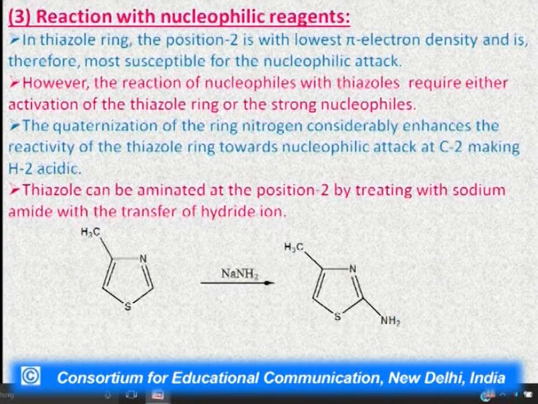Then comes the reaction with nucleophilic reagents. In the thiazole ring, position 2 has the lowest pi electron density and is therefore more susceptible to nucleophilic attack. However, the reaction of nucleophiles with thiazole requires either activation of the thiazole ring or a strong nucleophile. So, one of the conditions should be fulfilled in this case. The quaternization of the ring nitrogen considerably enhances the reactivity of the thiazole ring towards nucleophilic attack at the C2 position. Thiazole can be aminated in the presence of ammonia, as in the Chichibabin reaction, and here we will get the 2 substituted thiazole product.